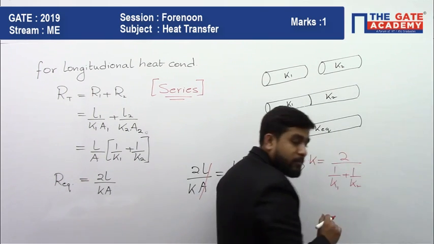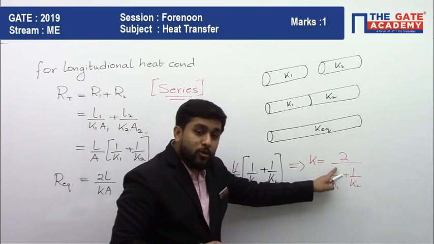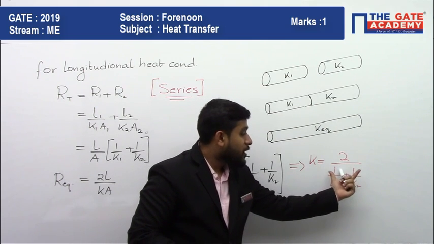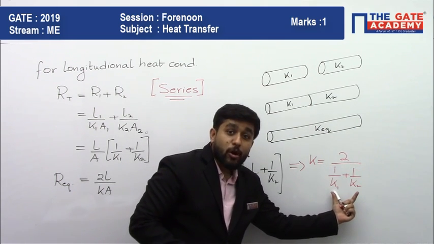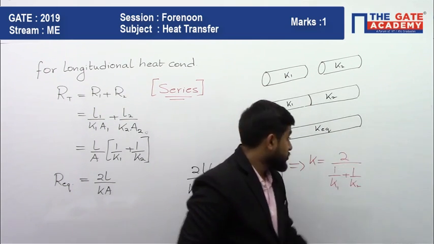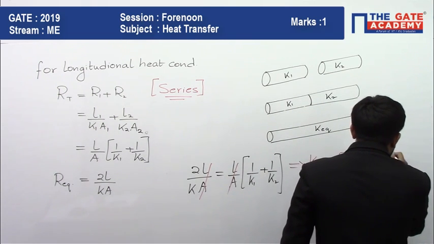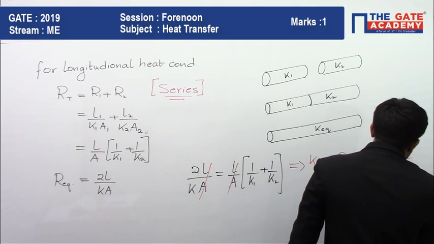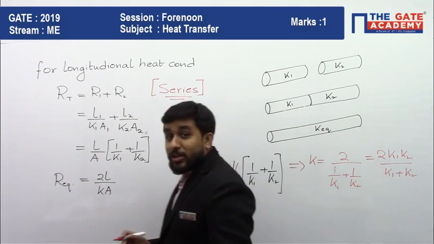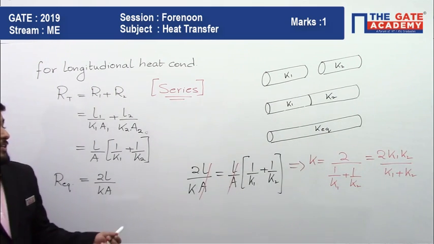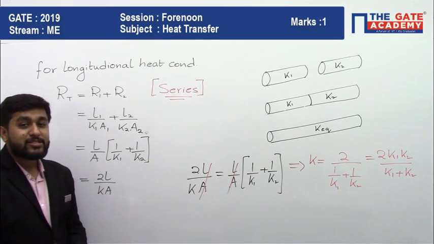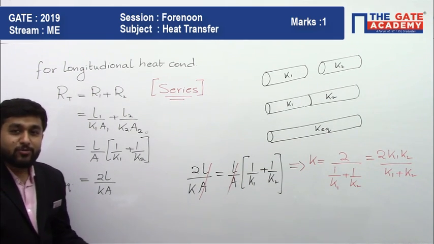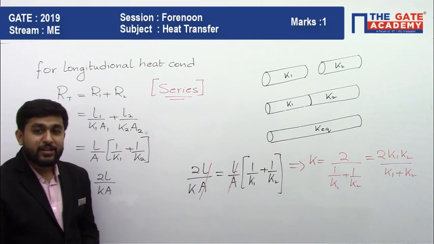You can simplify it by taking LCM. So K2 will go here, K1 will go here, so this will become K1 plus K2. And in the denominator, K1 K2 will go upstairs. So this will become 2 K1 K2 upon K1 plus K2. So this is the final answer. This is the equivalent thermal conductivity, that is 2 K1 K2 by K1 plus K2. So you can find the answer from the options. This is the correct answer.